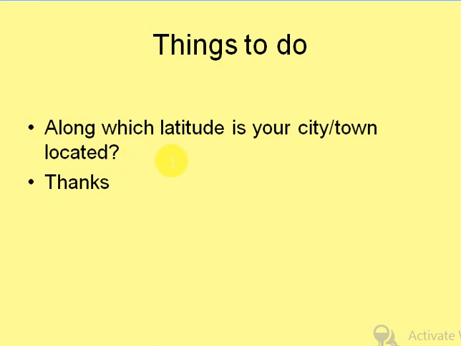So, last question: along which latitude is your city or town located? This is a fun activity for you, so try to find out. Now you know a lot of things about how to find the exact location.